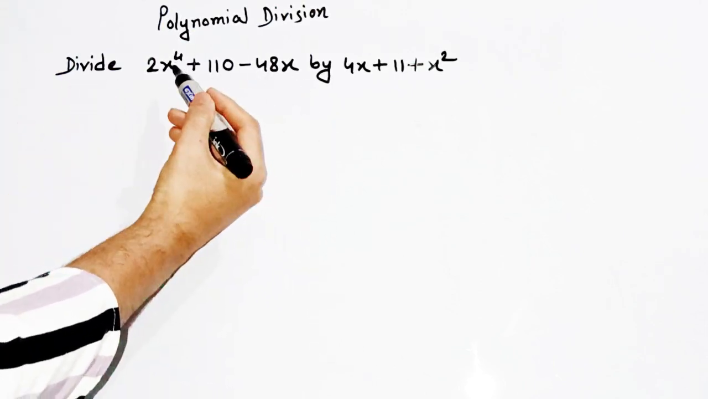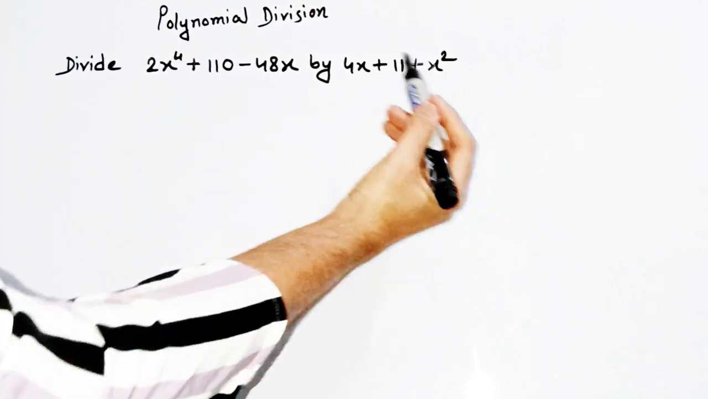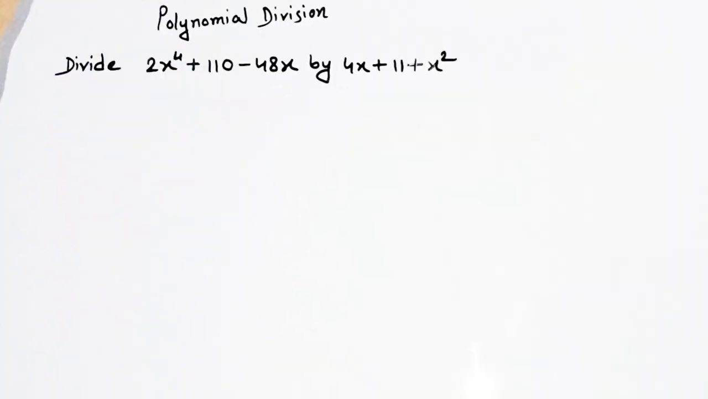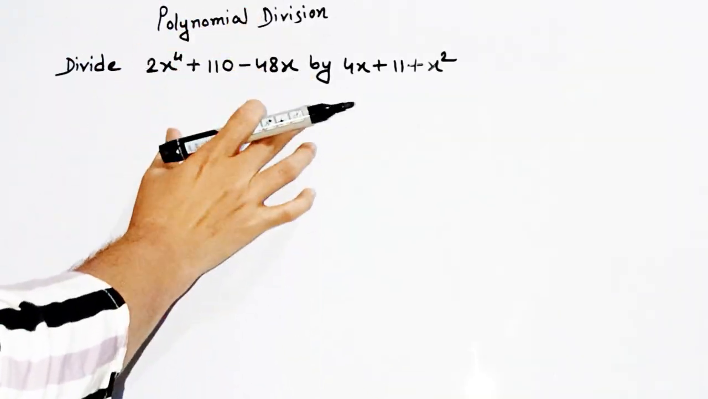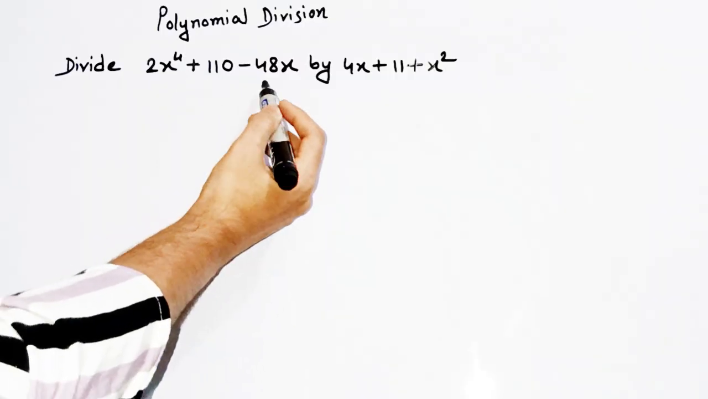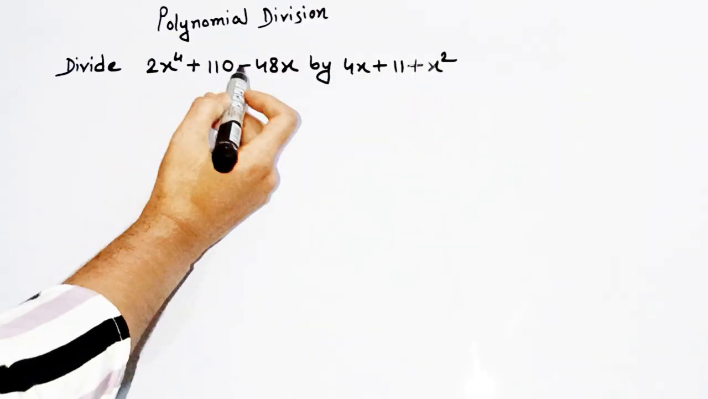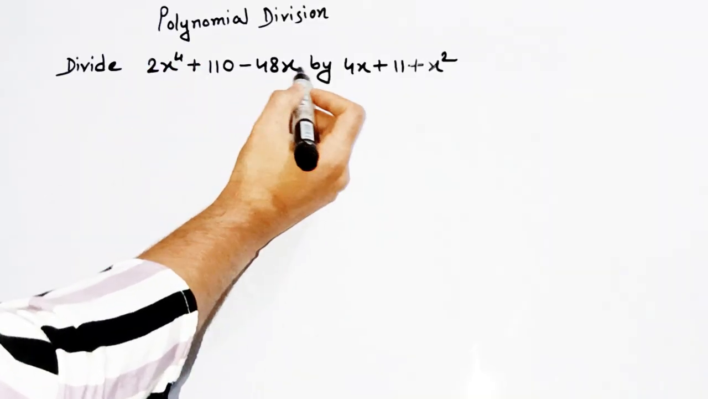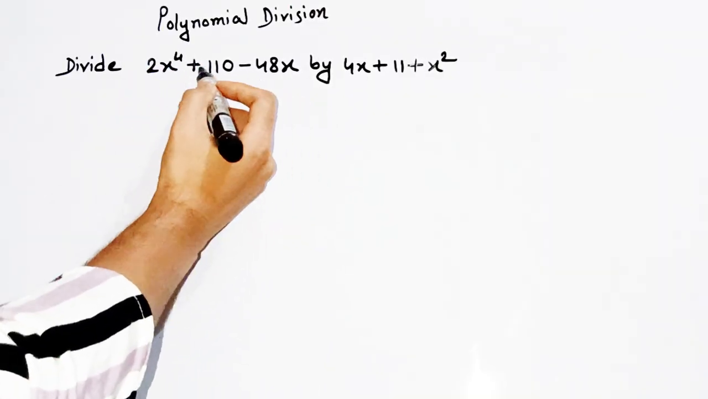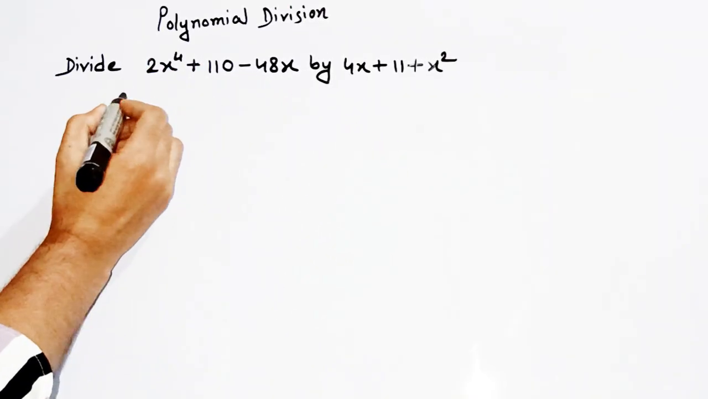How to divide a polynomial expression by another polynomial expression. Today I am going to show you the proper way to do algebraic division. First of all, we have to make sure that both the dividend and the divisor are arranged in descending order of the power of their common algebraic symbol. We have to arrange them in descending order.